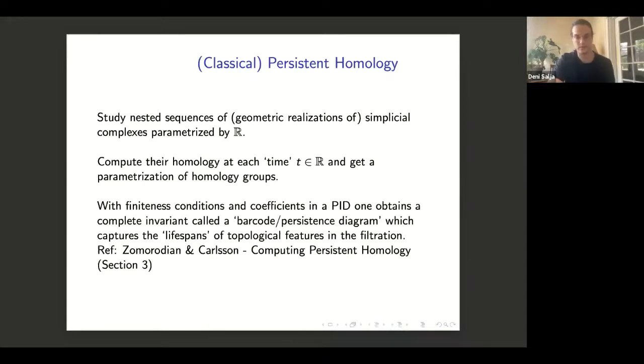And from these, you can read off the lifespans of topological features in that filtration. Like, when do holes appear as you're building these spaces up, and when do they get filled in? When are they boundaries of higher cells? And for more reference on this, Zomorodian and Carlsson have a paper called Computing Persistent Homology. In section 3, they go over exactly how this is done.